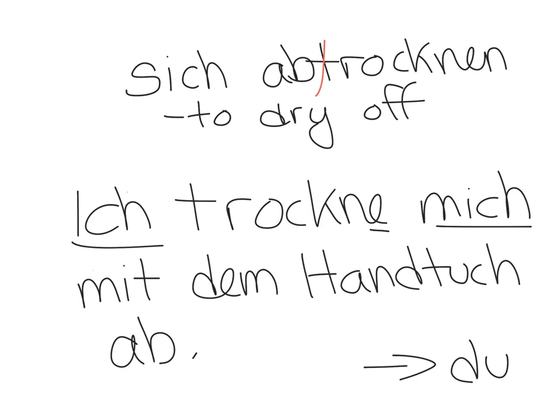Sich abtrocknen is another common reflexive verb. It means to dry off. And since it's reflexive, it's implying that you're drying yourself off. The ab is a separable prefix, which is why I drew that red line there. So whenever you use it in a sentence, the ab is going to go at the end. So if I'm saying that I dry myself off with the towel, I would say, Ich trockne mich mit dem Handtuch ab. And there you see ab at the very end.